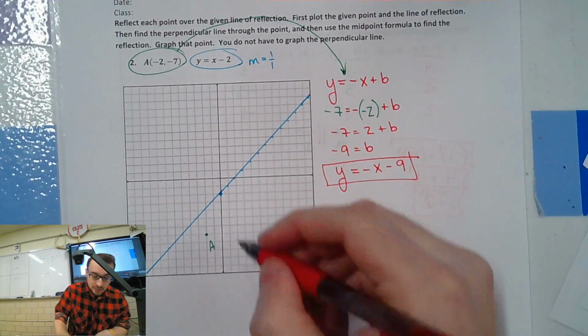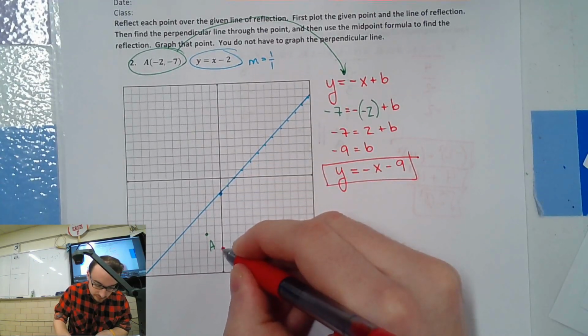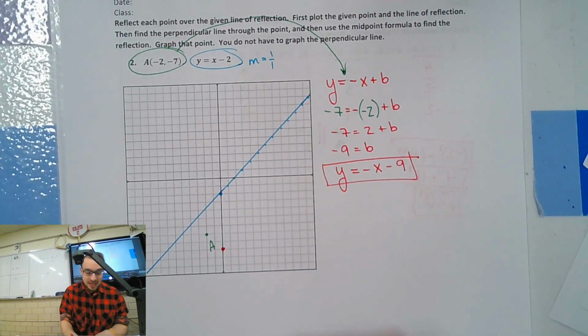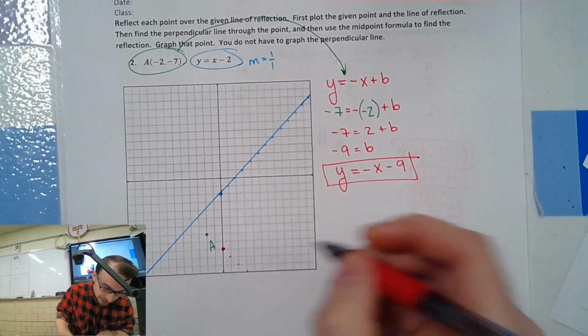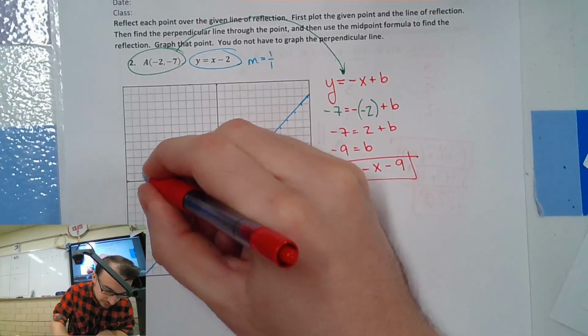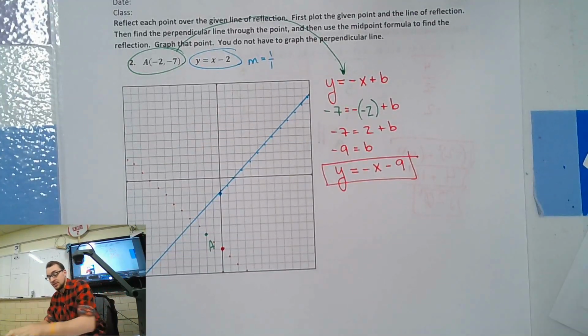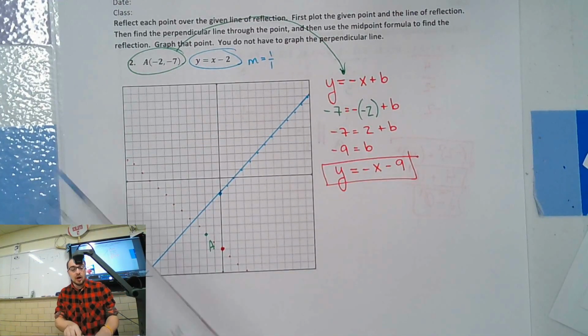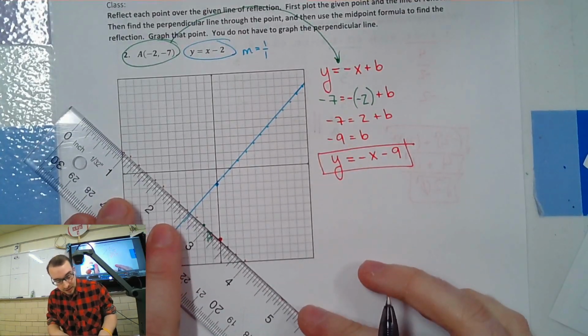To graph that, I'm going to go down 9. And then I'm going to use my slope, down 1 over 1. And when I do that, that creates this line. Notice this line definitely goes through A. And since it has perpendicular slope, we know it definitely hits the blue line at 90 degrees.